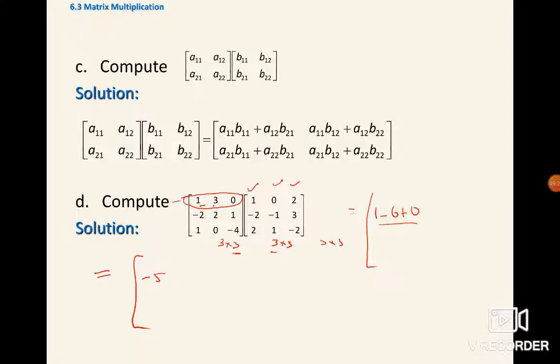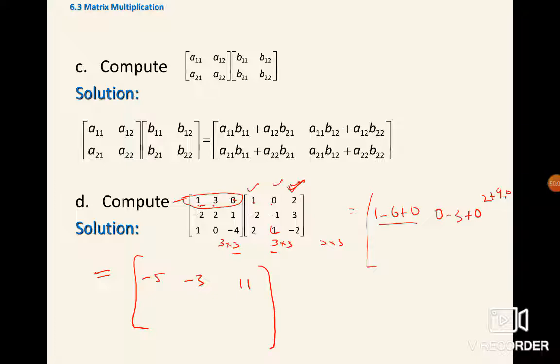Second, this row with the second column: 1 into 0 is 0, 3 into -1 is -3, 0 into 1 is 0. So the answer is -3 for the second. Again for the third column, the same row with this third column, first element with the first element: 1 into 2 is 2, 3 into 3 is 9, 0 into minus 2 is 0. So it's 11.